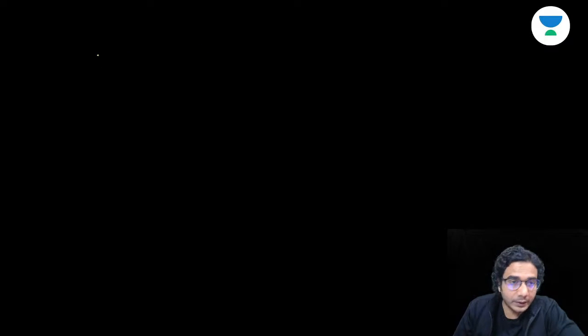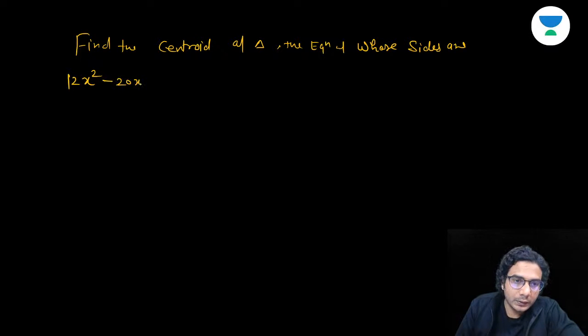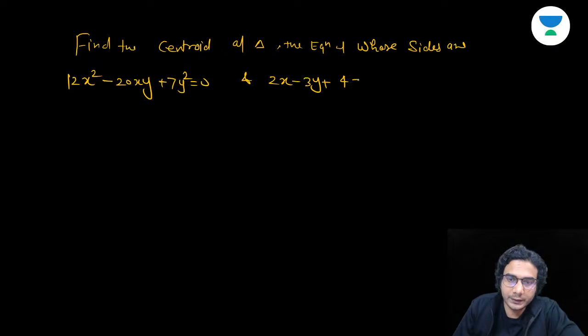So my first question is: find the centroid of the triangle, the equation of whose sides are 12x square minus 20xy plus 7y square is equal to 0 and 2x minus 3y plus 4 is equal to 0.